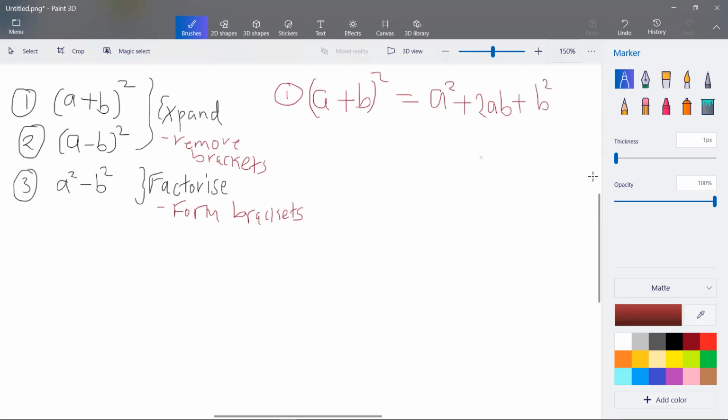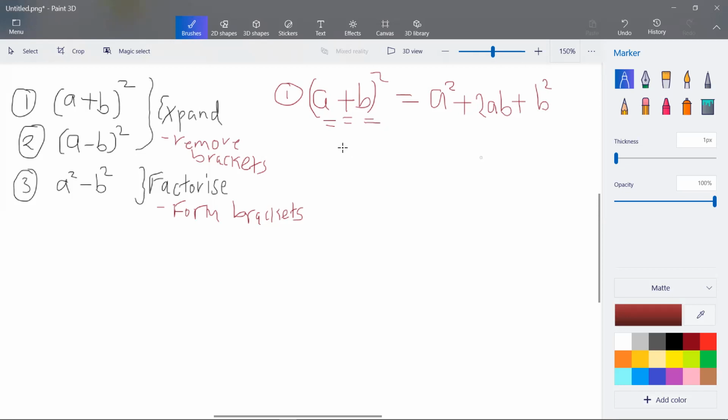Now, I'll just repeat the process. First thing is to square the first term, and the first term is A. So you'll end up with A squared. Secondly, you follow with the sign which is inside that bracket, in this case a plus sign, and then you double the result of multiplication of A and B. You will get 2AB. And then lastly, you add the square of the last term, which was B.